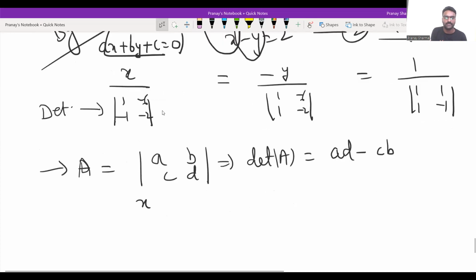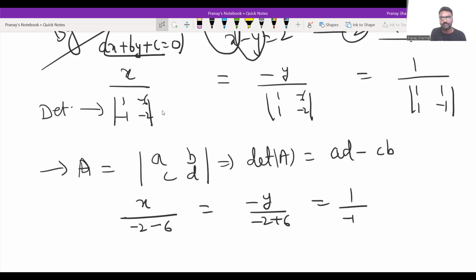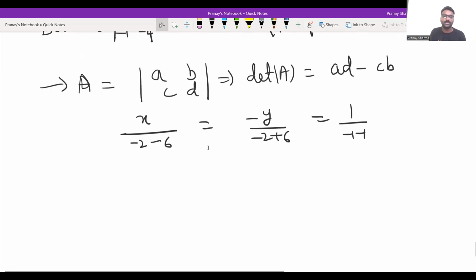So it will be x over, okay, -2 and minus into minus will give us plus, but we have one minus also, so this will be -6 only. All right, and this will be minus y over -2 and +6, and this will be 1 over -1 -1. Fine. Now we need to solve this.